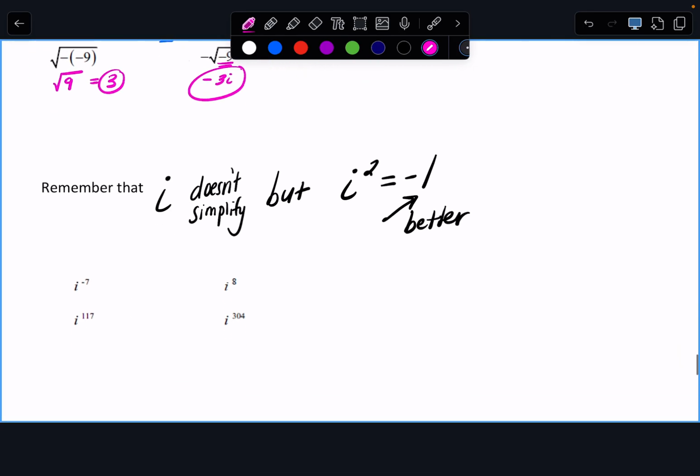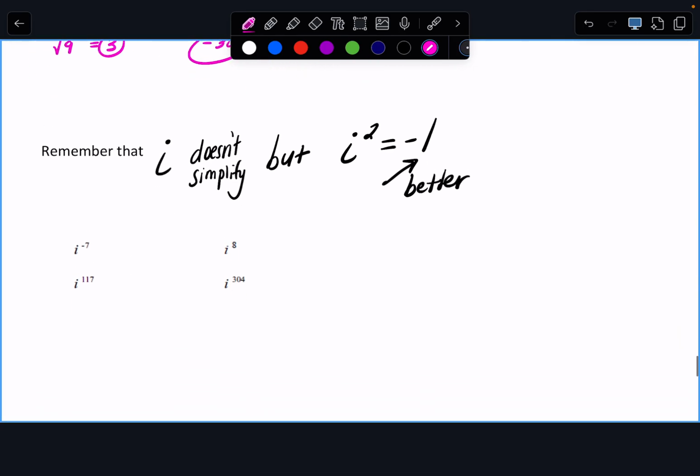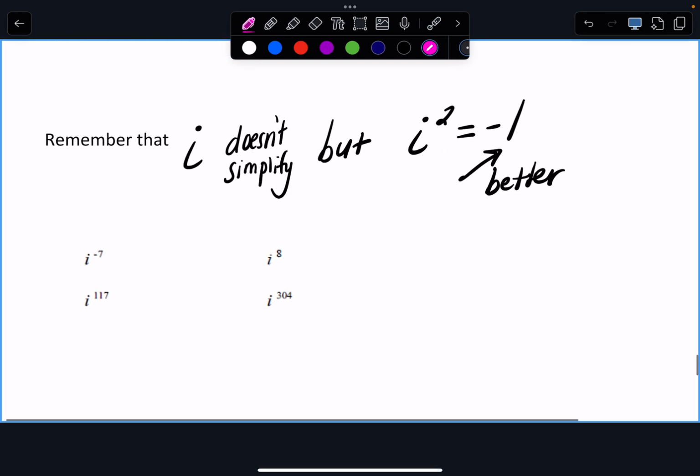Okay, good. All right, they love these. Okay, they love these on the test. So, and they're really easy. So let's look at these. All right, so here's the thing.